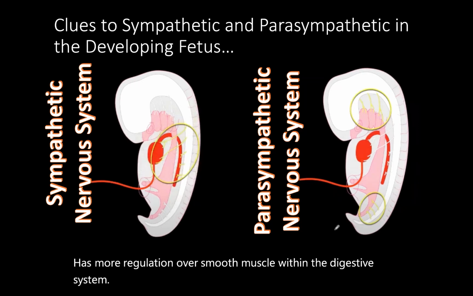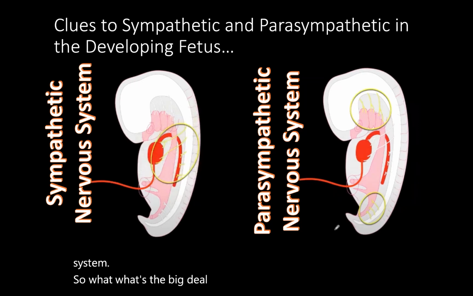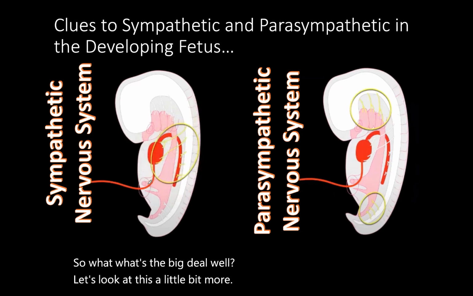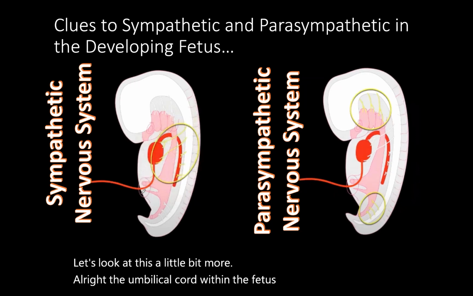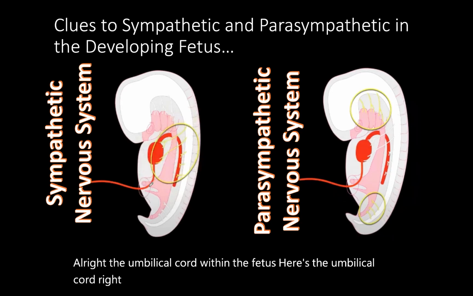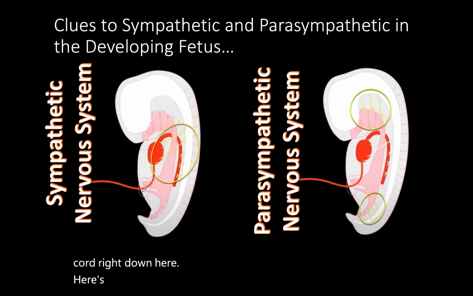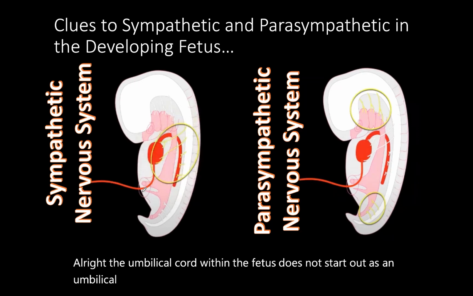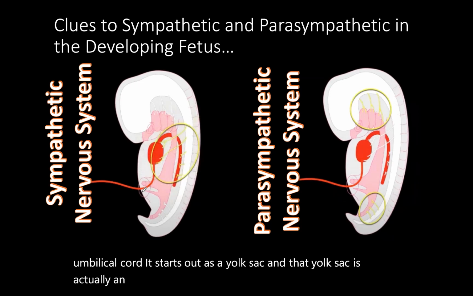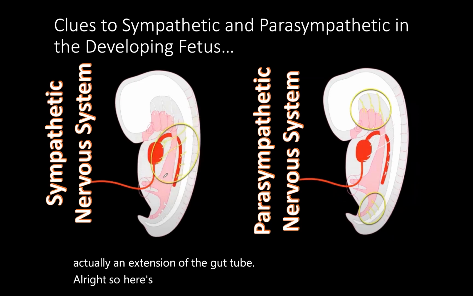So what's the big deal? Well, let's look at this a little bit more. The umbilical cord within the fetus. Here's the umbilical cord right down here. The umbilical cord within the fetus does not start out as an umbilical cord. It starts out as a yolk sac. And that yolk sac is actually an extension of the gut tube. So here's your gut tube right here.